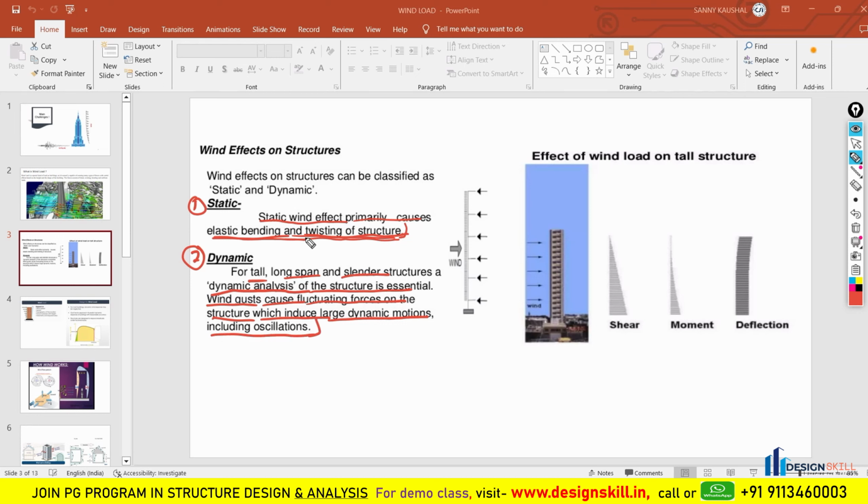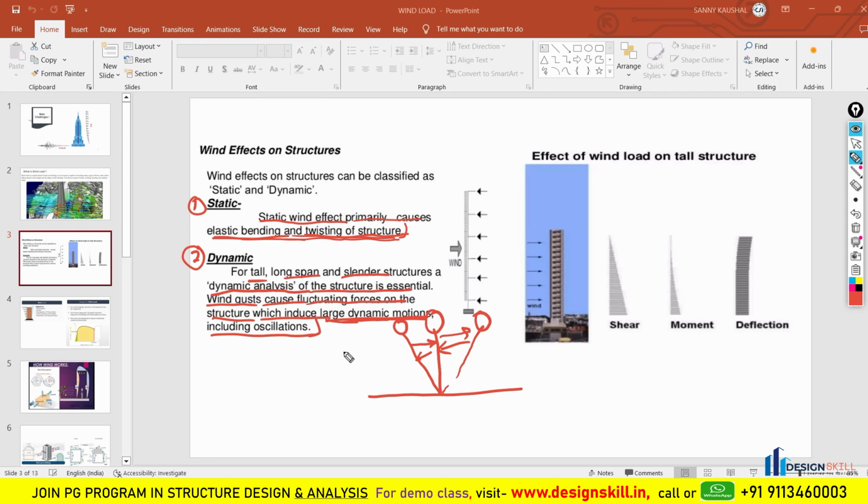So in the static one there was only the elastic bending and twisting of the structures, but the dynamic one creates large dynamic motions and also creates oscillations of the structures. What do oscillations mean here? Let's suppose that I have one structure here, and any force is applied to this structure, it is going to move to this position. Again it will come back to its own original position. Again it is going to move here. Again it is coming back to the original position. So these are the oscillations of the structures.